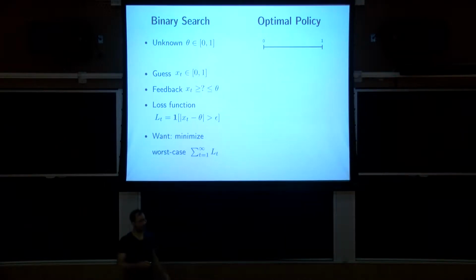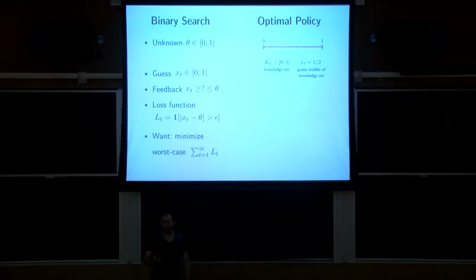And by a mistake, if you guess epsilon away from theta, I'll tell you you make a mistake. If you guess epsilon close, you're fine. And you want to bound the maximum number of mistakes you can ever make. And that's a simple task. You know how to solve it. So let me just describe to you the optimal policy.